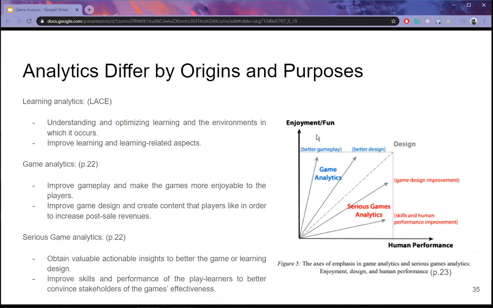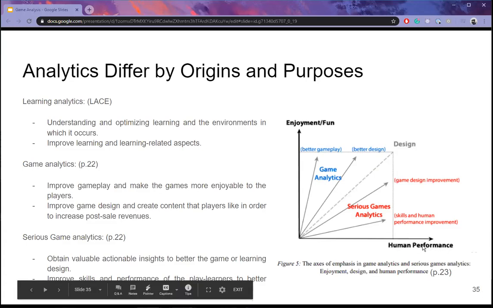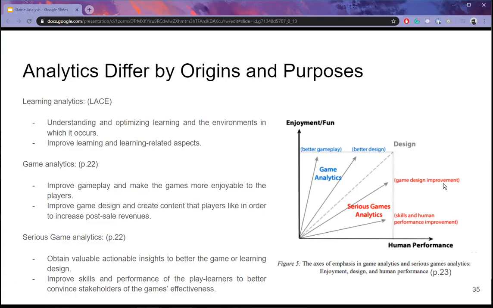And if you look at the figure here, you can see that game analytics is going in the vertical direction, to increase enjoyment and fun by having better gameplay and better design. While serious game analytics goes in more of a horizontal direction towards human performance improvement. So the aim is to improve the game design in order to improve the skill and the performance of humans in general.